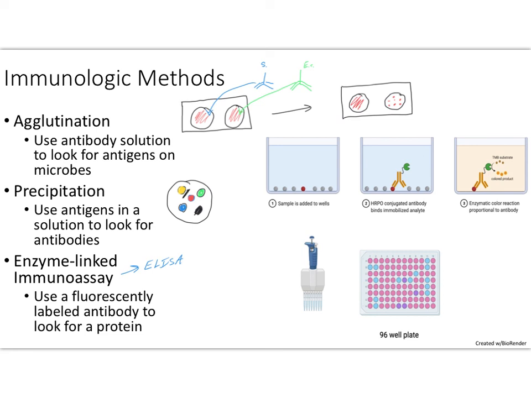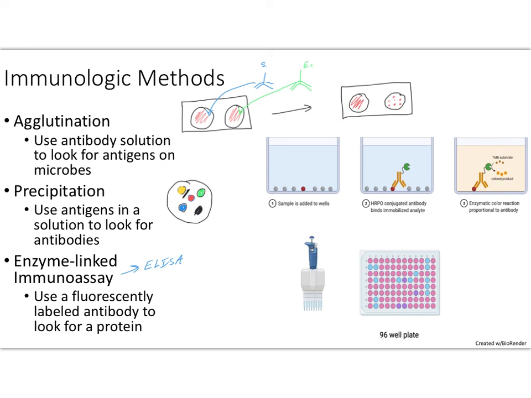So the basic principle with ELISA is that we are taking a fluorescently labeled antibody and we're looking to see if the sample we're testing has an antigen that that antibody can attach to. If the antibody can attach, then the thing will turn color. Now we can do this on a very large scale. Most of the time we use what's called a 96 well plate. It's a plastic plate that has 96 wells or 96 holes in it.